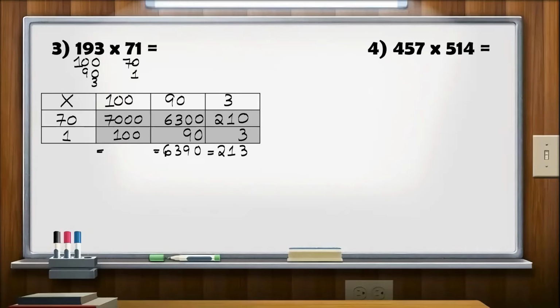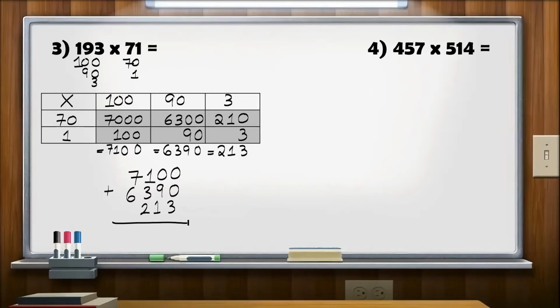0 plus 0 is 0. 0 plus 0 is 0. 0 plus 1 is 1. And then I bring down the 7. So in order to work out my overall answer, I'm going to add up 7,100, 6,390, and 213.